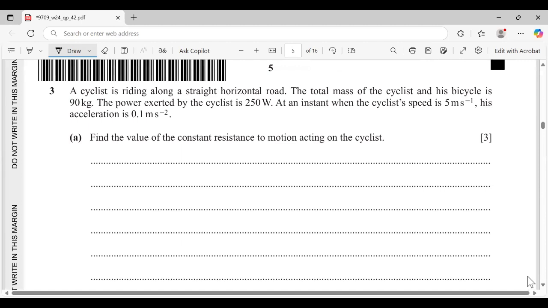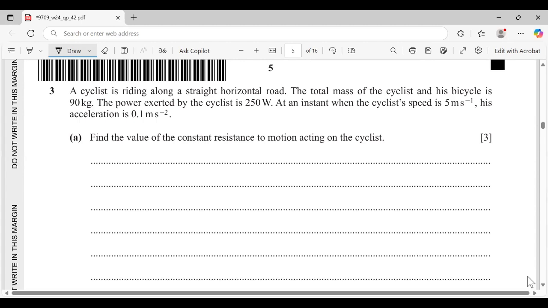Number 3. A cyclist is riding along a straight horizontal road. The total mass of the cyclist and his bicycle is 90 kg. The power exerted by the cyclist is 250 watts at an instant when the cyclist's speed is 5 meters per second. His acceleration is 0.1 meter per second squared. Find the value of the constant resistance to motion acting on the cyclist.